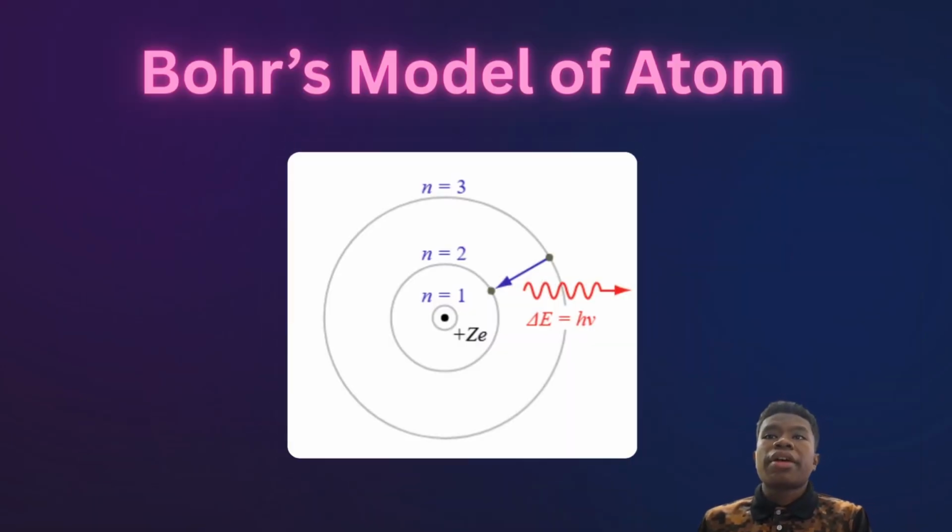Bohr model of atom. Electrons can only have specific quantities of energy values. The light is emitted as electrons move from a higher energy level to a lower energy level.